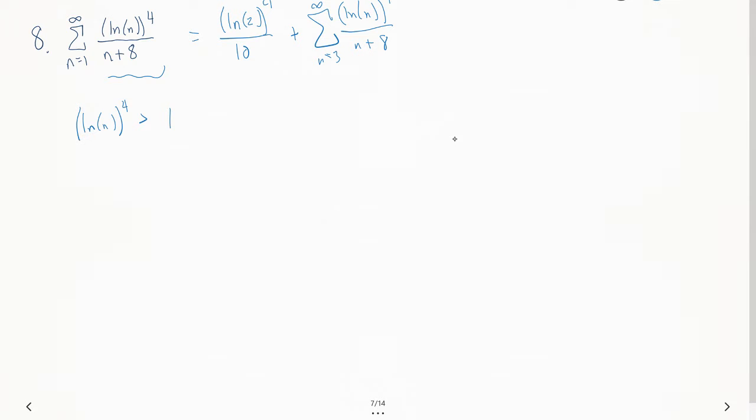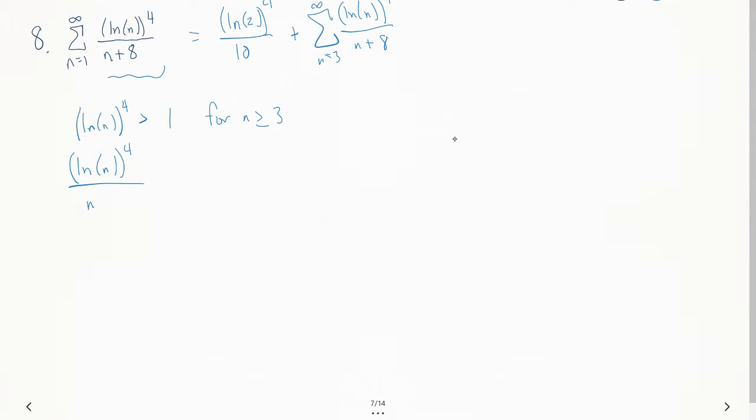The reason why we couldn't get away with that all the time is because natural log of e equals 1. And so when you plug in natural log of 2, that's not going to quite cut it. But this holds for all n greater than or equal to 3. Okay, so a little tricky case here, but we can work this out and make it work for us pretty nicely. So this becomes natural log of n raised to the 4th.